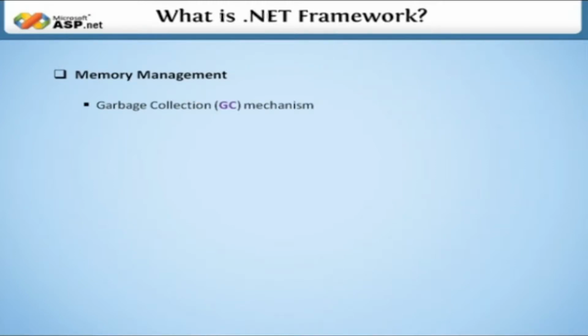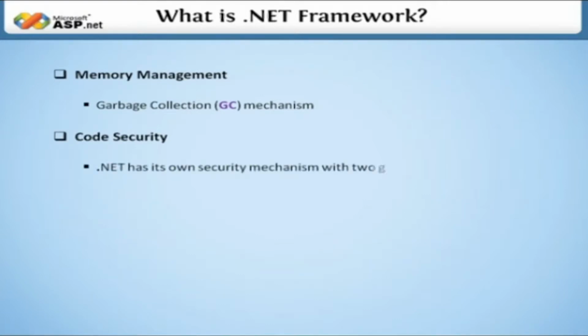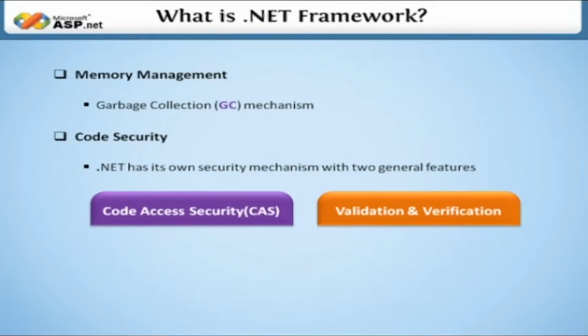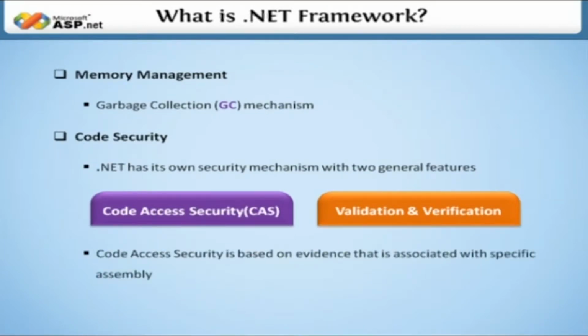Memory management, garbage collection. Garbage collection, or GC mechanism, is used to remove the unused instances during runtime. Code security. .NET has its own security mechanism with two general features: code access security, known as CAS, and validation and verification. Code access security is based on evidence that is associated with a specific assembly.